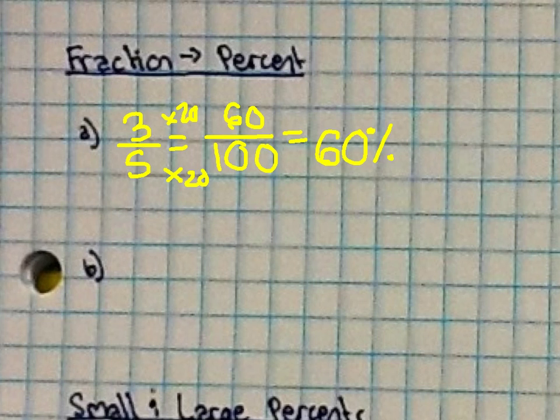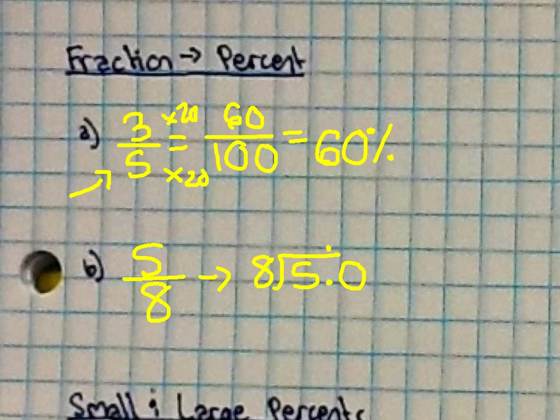But you're not always going to get fractions where the denominator can go into 100. For example, you might get a fraction like 5/8. Now 8 cannot go into 100. So in a situation where you have a fraction that you can't just go into 100, you're going to have to first change it to a decimal. So divide 5 divided by 8, add a decimal point at the end, add a 0 so that you can keep dividing. 8 goes into 50 6 times. 6 times 8 is 48. Subtract, that leaves me with 2.